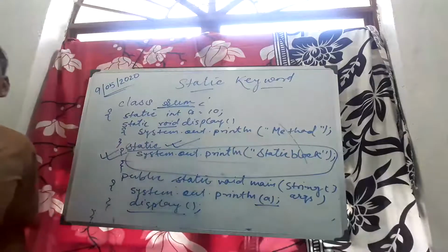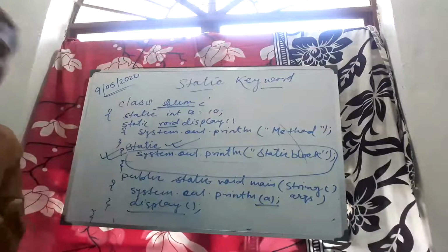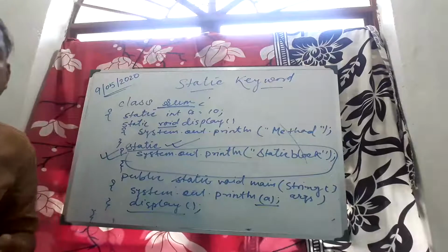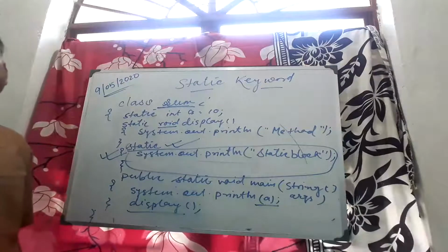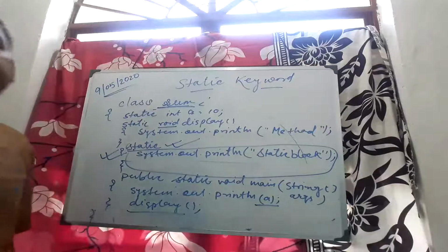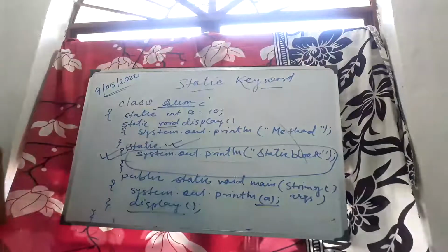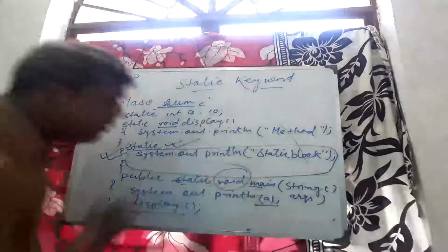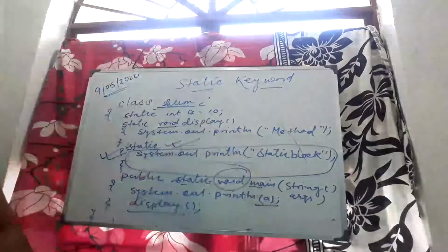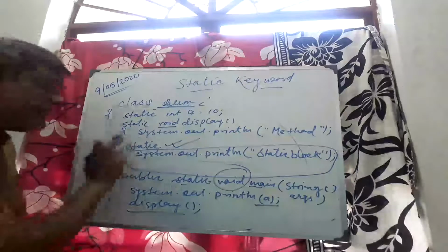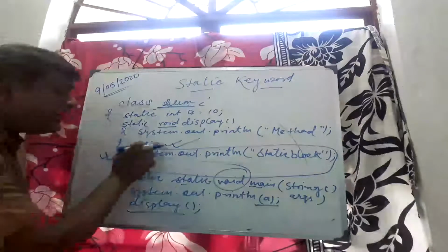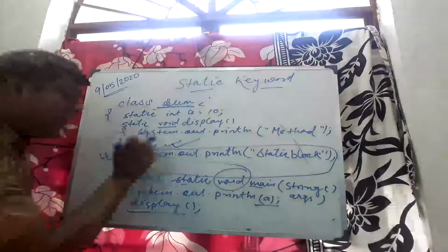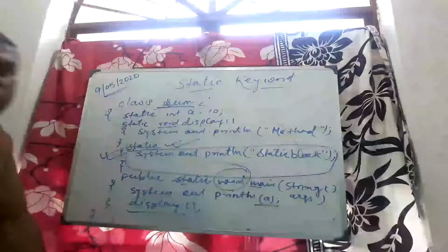A method cannot be used without a return type. A method must have a return type. Either it may be returning a value, or if it is not returning a value, then it will be void. But a method must have a return type. Without the return type, a method cannot be used. So we cannot write static main directly. This return type we must need. Again I'm saying, this is not a method, this is a static block. And the compiler will first execute the static block, then it will go to the next part of the program.